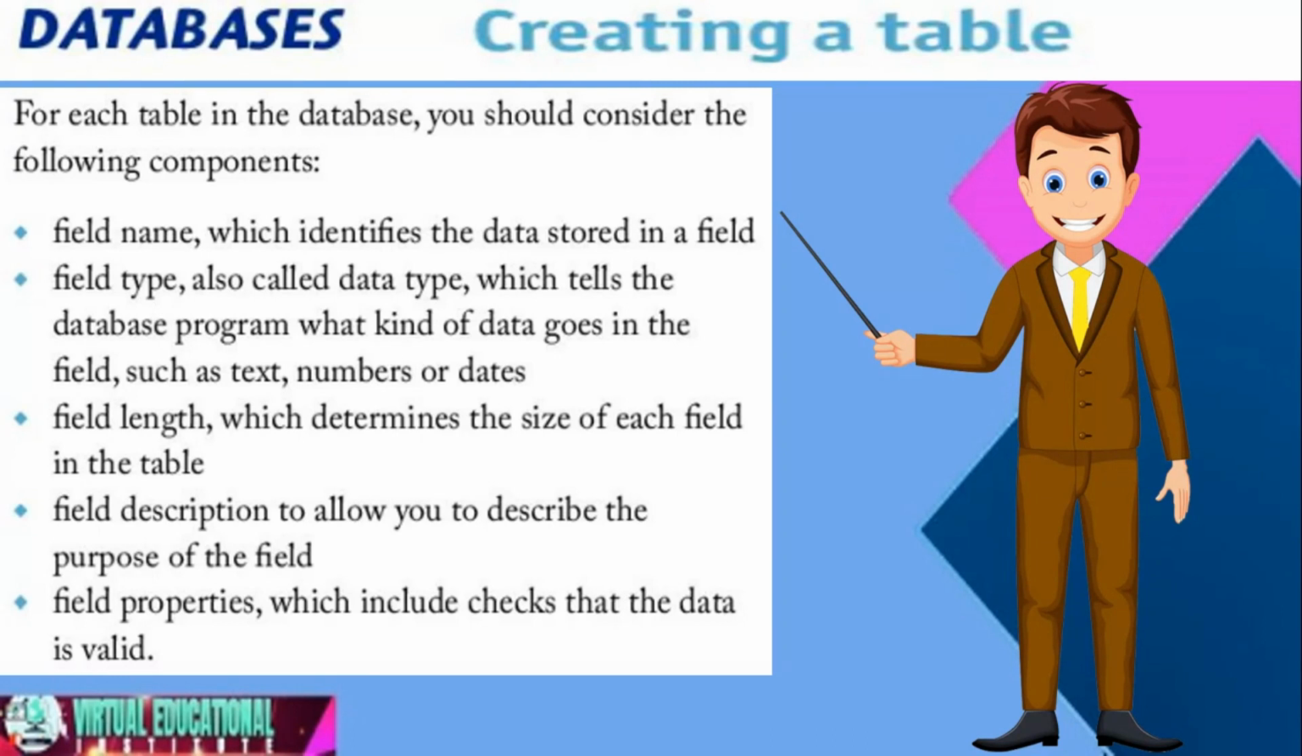Next, we have field description, and by the sound of it, it basically describes each field and tells the purpose of each field. Next, we have field properties. The field properties include checks to ensure that the data you enter into a particular field is actually valid.